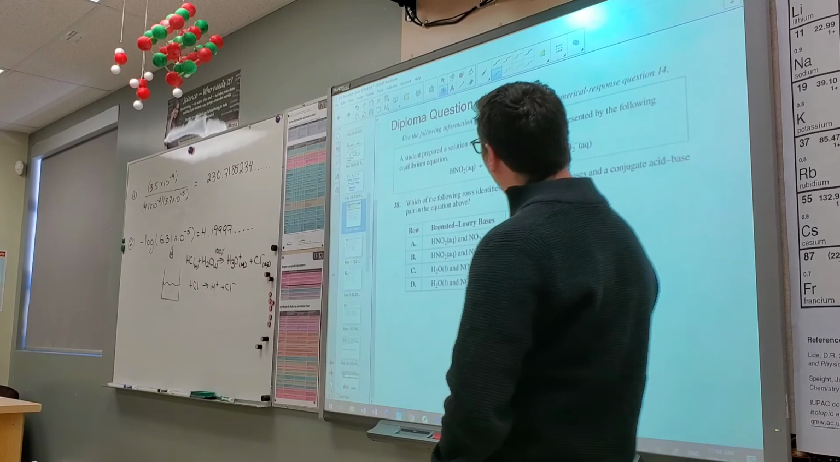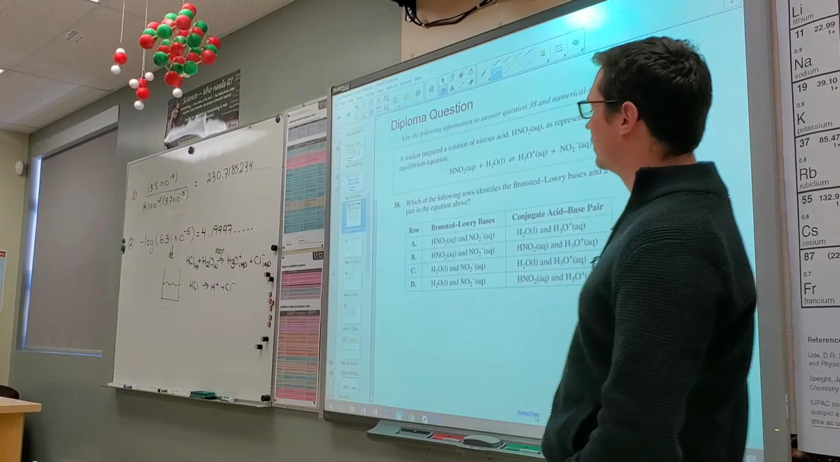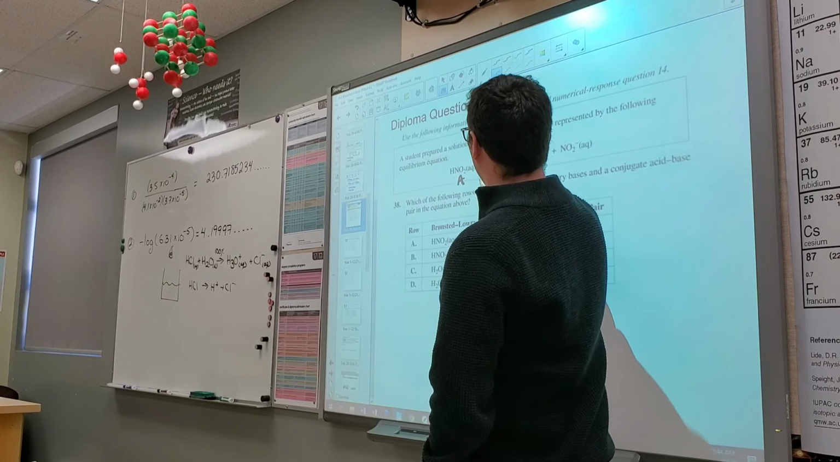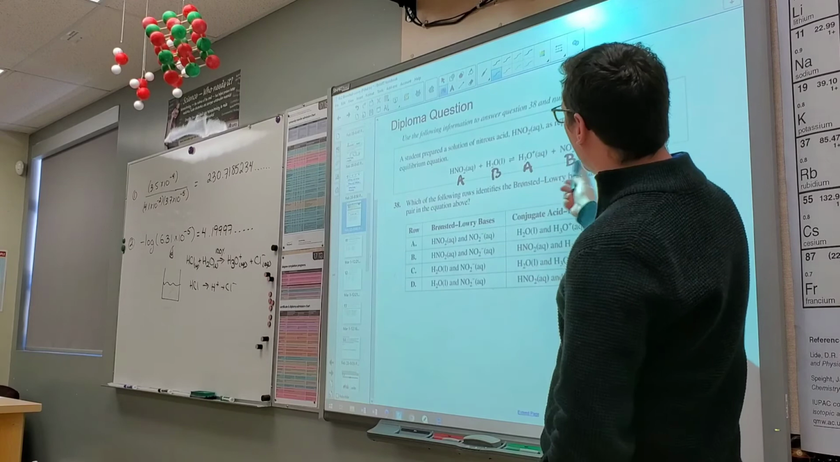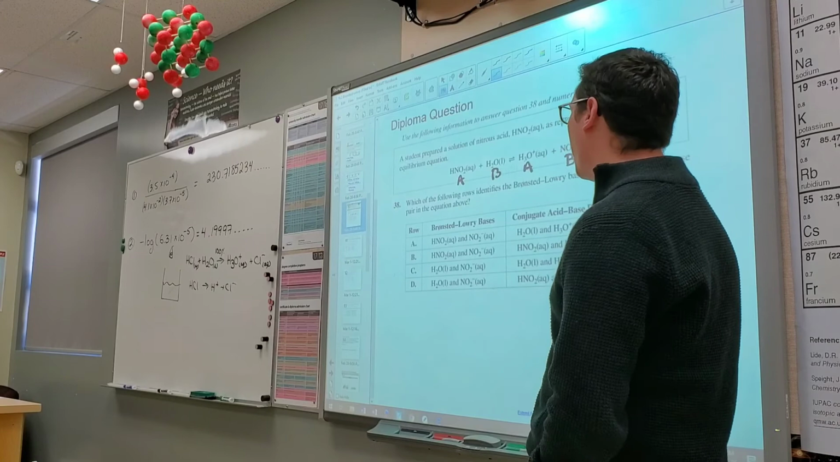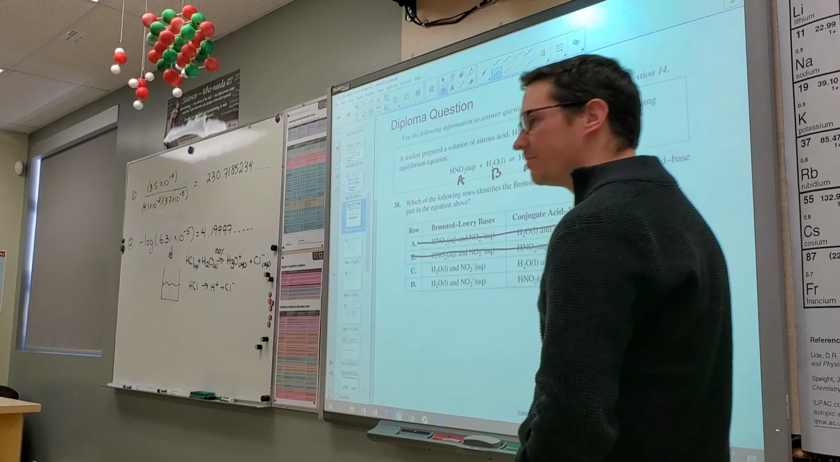Which of the following rows identifies the Bronsted-Lowry bases in here? All you have to do is go through and label acid, base. Our two bases are water and nitrite, not nitrate, nitrite. So I will immediately cross out A and B. That's what I would do.